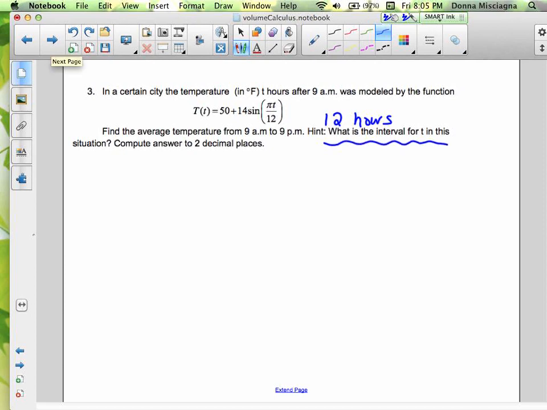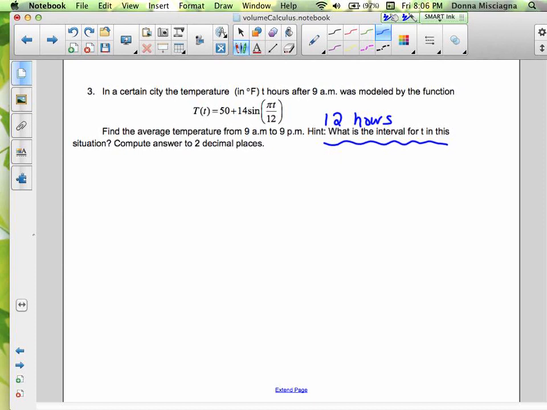All right, so now we've got to find the average temperature, and maybe we'll find out when. Let's see how long it takes us to find the average. All right, so we want to find the average temperature, and this is not going to be a pretty number, so we'll compute to 2 decimal places.